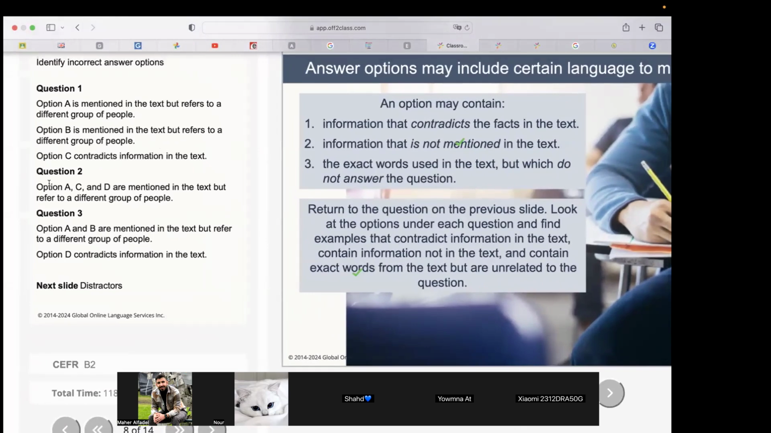So A refers to a different group of people. B is mentioned in the text but refers to a different group of people. C contradicts information in the text. Question number 2, what did you guys answer? Option A and C and D are mentioned but refer to a different group of people. Question 3. So what is the correct answer in number 1? Which one contradicts? C. Hold on, just give me a minute.